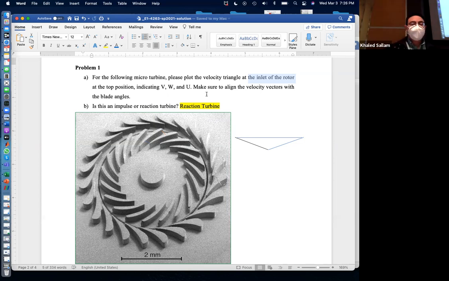So now, what is the correct solution for the velocity triangle? How should it look? So this is a stator, right? The fixed part outside of the stator.